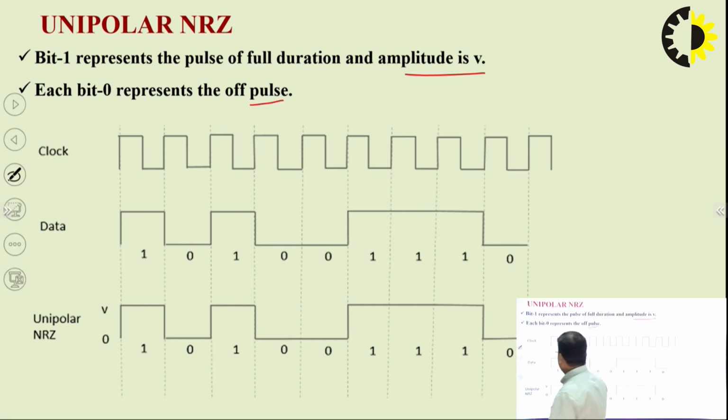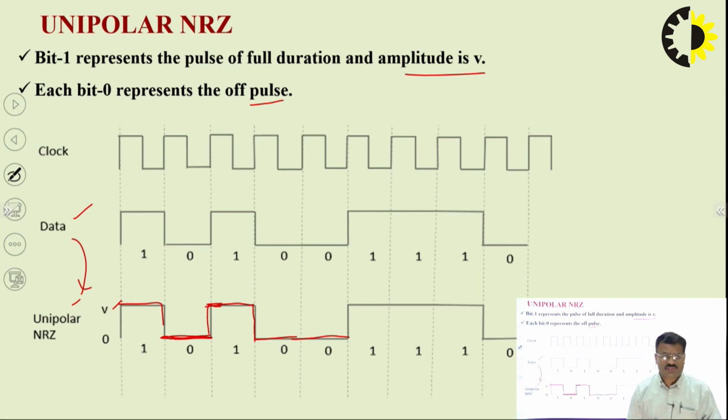So this is our simple clock. Now this is our data, in terms of 1 0. Randomly I am selecting here. Now as per this data, we can draw the unipolar NRZ waveform. So what I said, for bit 1, pulse of full duration of voltage V. For 0, your pulse is off, so amplitude of 0 volt it will be there. Now for 1 again, it is full pulse of voltage V. Otherwise again for 0 it is off. Then 1. So in this way we can check the unipolar NRZ system.